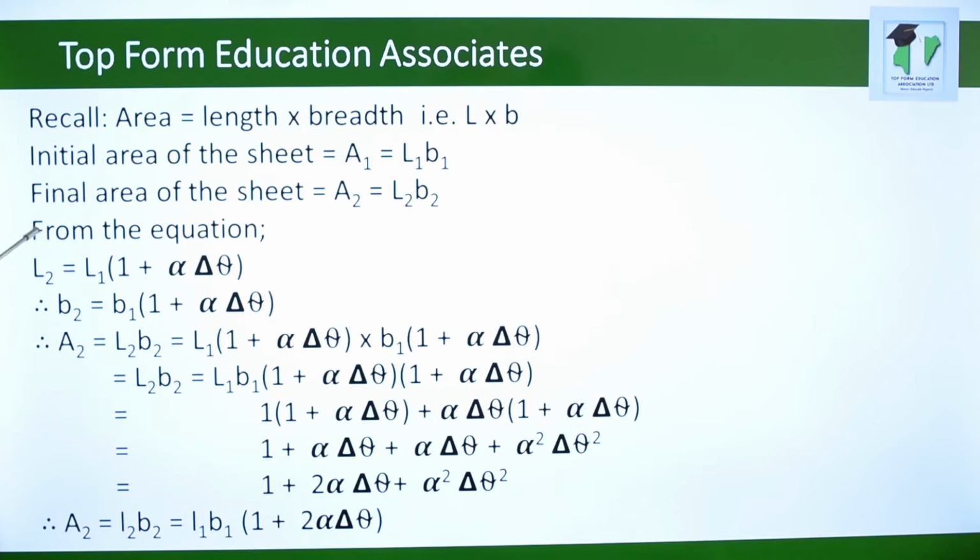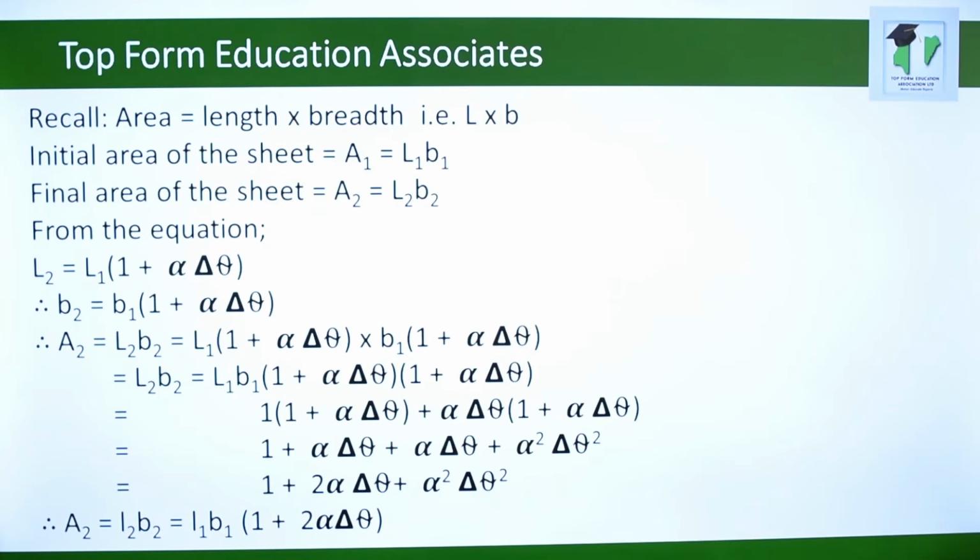Therefore, if that is the case, A2 will give us L2 times B2, the final length times the final breadth. And our final length L2 is equal to L1 into 1 plus alpha change in theta, this one. And our B2 is B1 into 1 plus alpha change in theta.